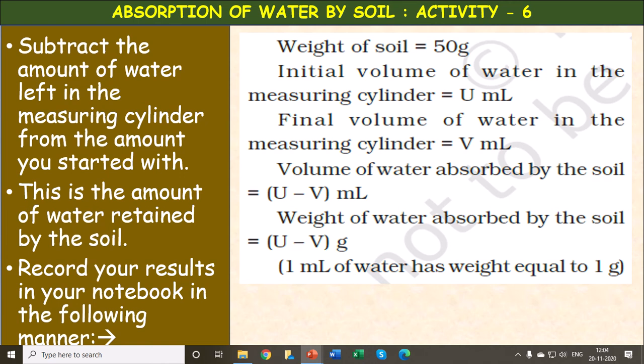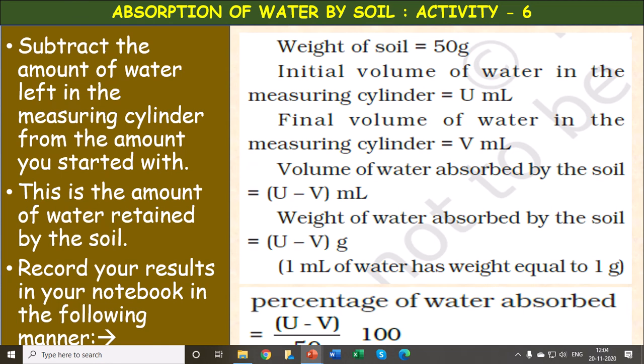Okay, so by doing this calculation, 1 ml of water has weight equal to 1 gram. Okay, 1 ml is equal to 1 gram. So the percentage of water absorbed, you have to calculate now. Now that weight is calculated, for the percentage of water absorbed, another formula you have to use. What is a simple formula? Capital U minus capital V by 50 into 100. It gives the percentage of water absorbed by the soil.